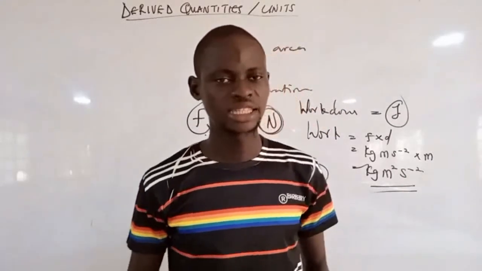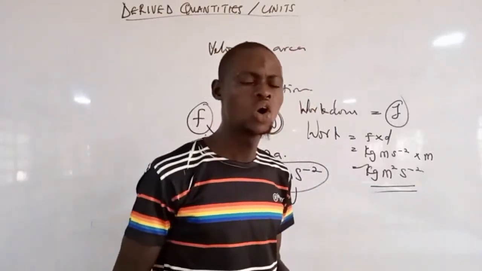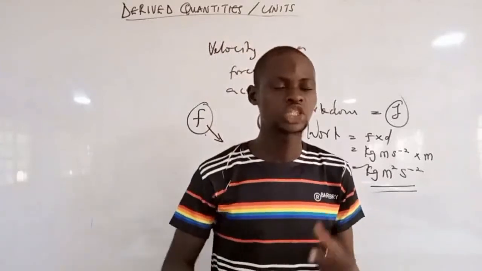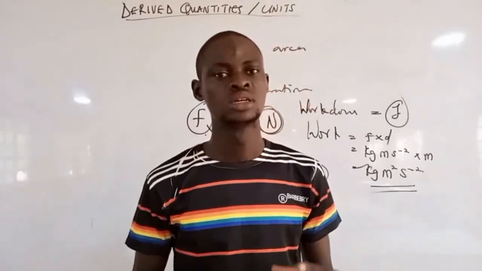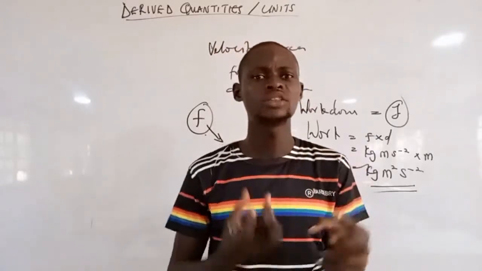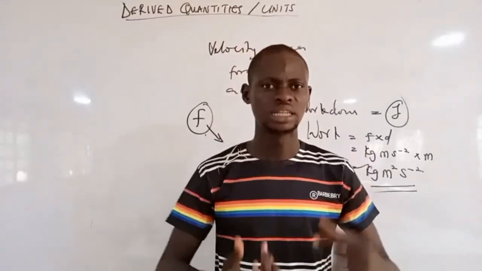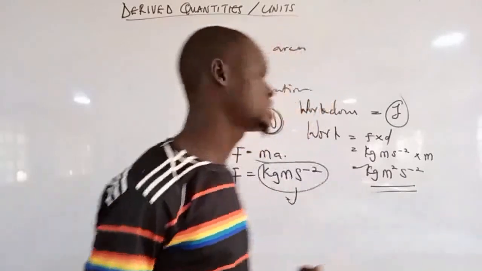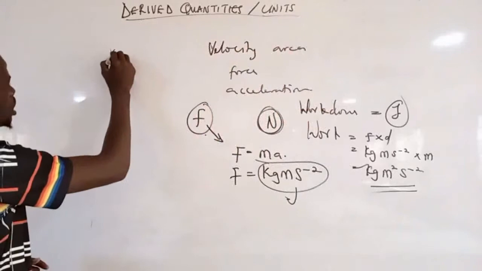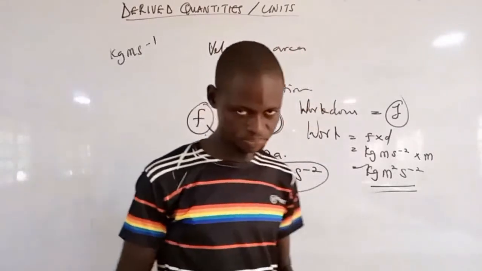Now, your knowledge will also be tested on equivalence, that means equivalent units. When I say equivalent unit, it simply means the relationship that is found between a normal unit and the derived units. Sometimes you'll be given a question. Let me give you an instance: which of the following units is equivalent to kilogram meter per second? How do we work this out?